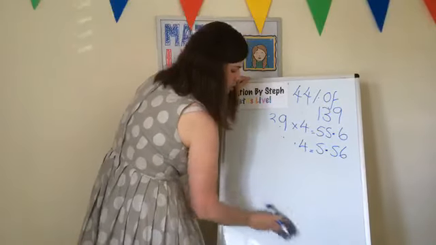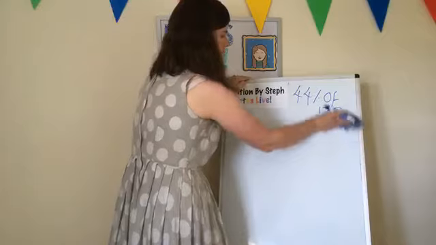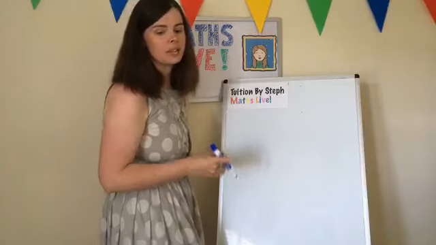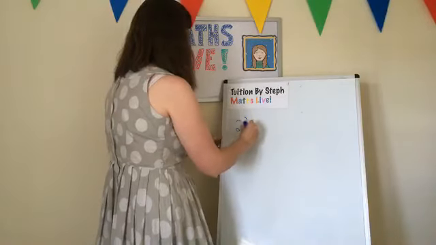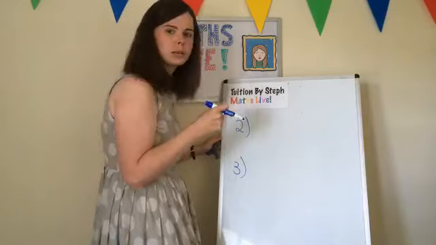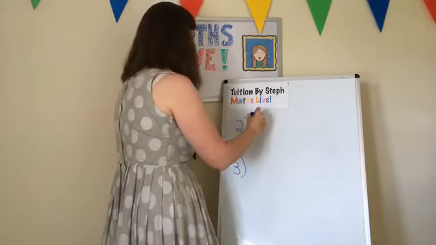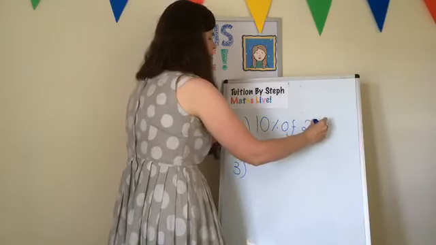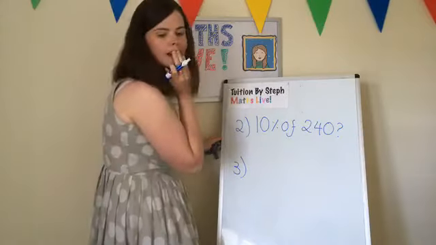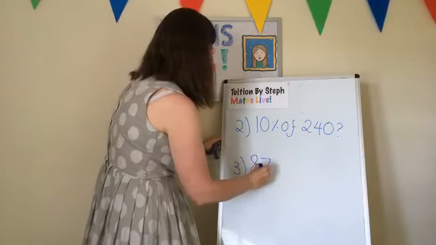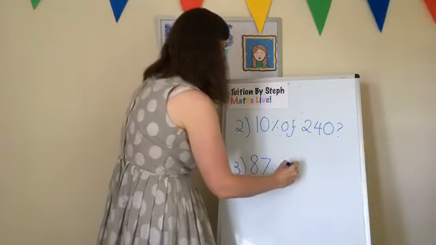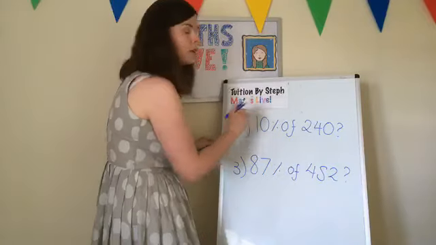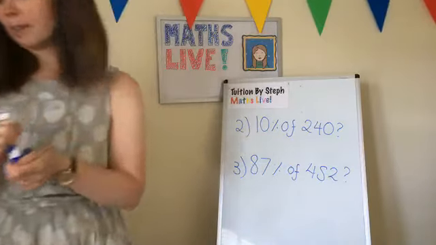So let's go to the challenge questions. The challenge questions that are posted at 10 o'clock each morning. I've already done the first one for you. That was 50% of 10. So I'm going to do question 2 and question 3. I'll have a look and see what people are writing and then we'll go through it. So question 2 was what is 10% of 240? And the third one was a tricky one. 87% of 452. If you've already had a go at this one, have another go, just check it, make sure.